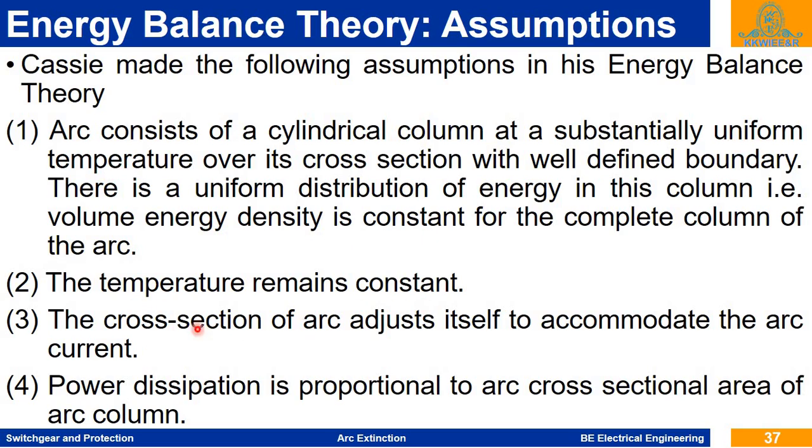The temperature remains constant. The cross section of the arc adjusts itself to accommodate the arc current. As the contacts are separated, with the sinusoidal waveform, he assumed that the cross section of the arc adjusts itself to accommodate the current. As the instantaneous value of current changes from 0 to its peak and from peak to 0, the cross section of the arc adjusts with this change. Then power dissipation is proportional to the cross sectional area of the arc column. So these are the assumptions developed by Cassie for the energy balance theory.